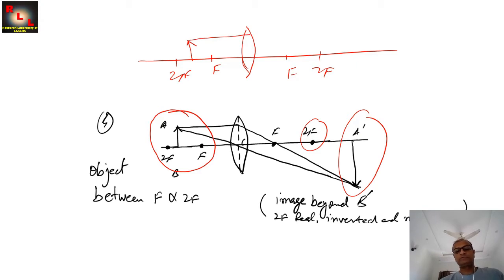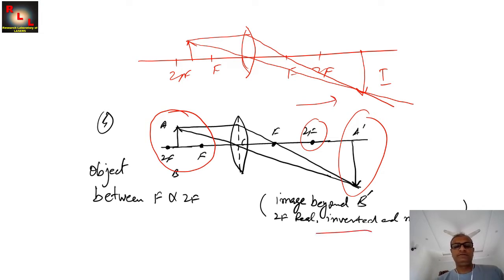The first ray will pass through f, and then you have to see the G ray. So this is like this. So the image will be formed here. It's beyond 2f. Image will be formed beyond 2f. Definitely it will be real, inverted as usual, and larger. This was the fourth case.